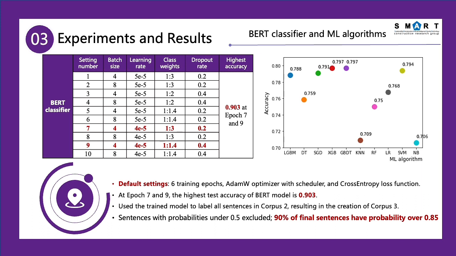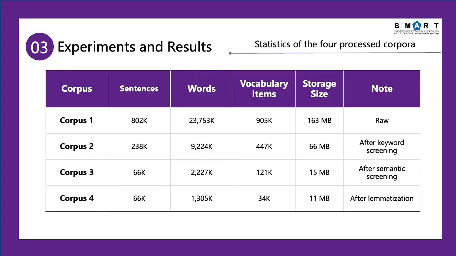So we used the BERT classifier under the best accuracy performance to label all sentences in corpus 2, resulting in the creation of corpus 3. Sentences with probabilities under 0.5 are excluded, and the results show that 90% of the final sentences have probability over 0.85, which means that the BERT classifier is better.